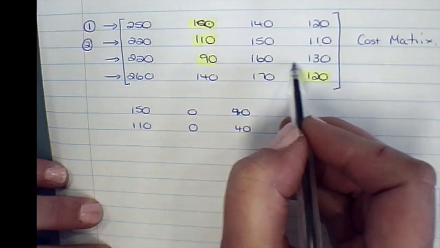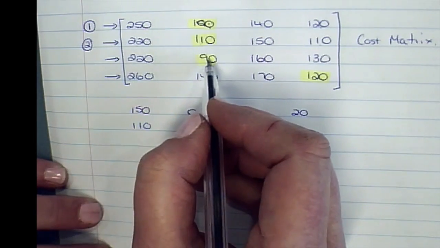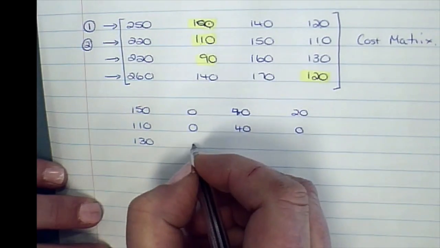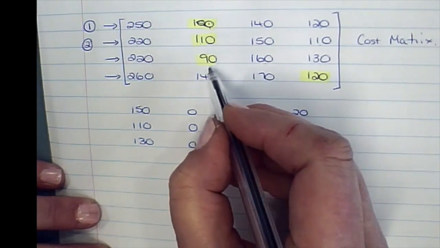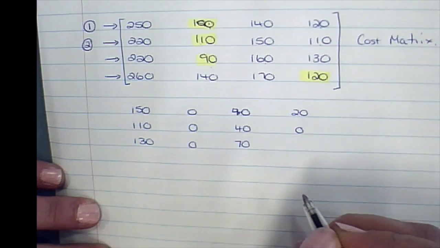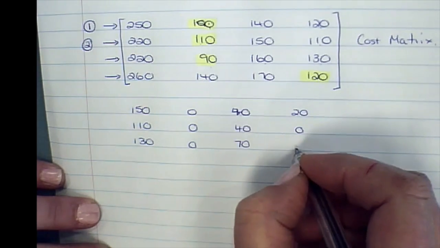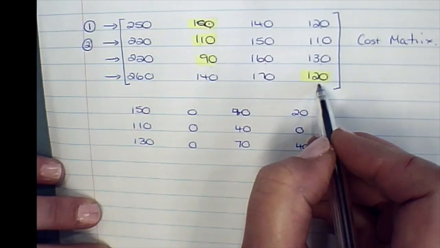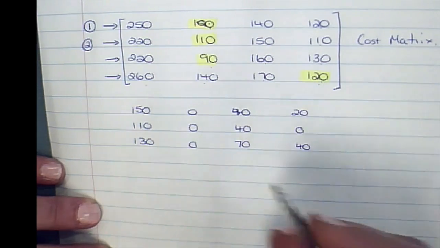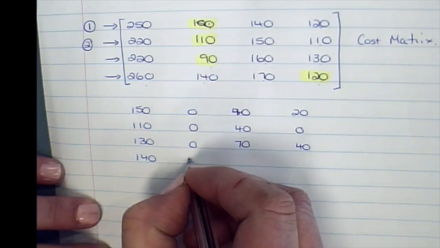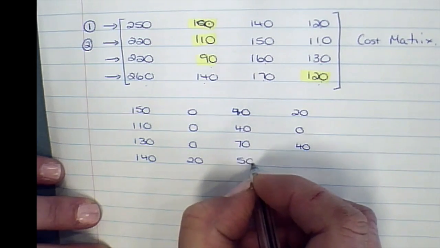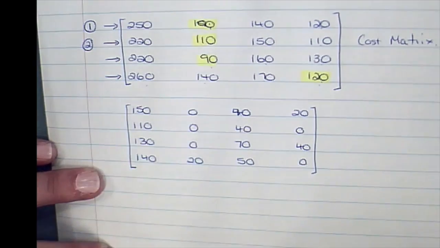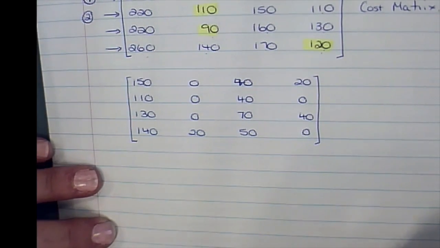Now we're working in this row here. 220 minus 90 will be 130. 90 minus 90, 0. 160 minus 90, 70. 130 minus 90 is 40. Our last row now, I'm going to take away 120 from all 4 numbers. That'll be 140, that will be 20, 50 and 0. That's step 2 complete.